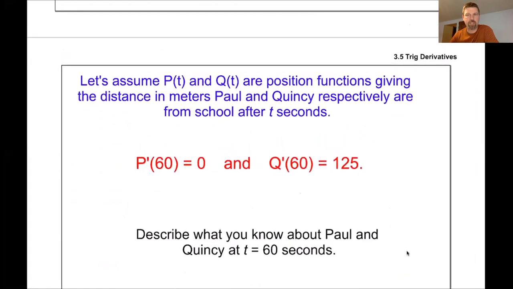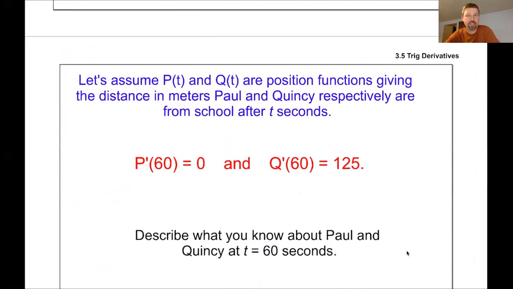All right, double checking our comprehension of that. I've got a few questions just to check on it. Again, I would encourage you to pause each one and see if you can answer it. So pause this, read it, see if you can answer the question at the bottom. All right, I'm going to go over it right now. Let's assume P of t and Q of t are position functions, giving the distance in meters Paul and Quincy respectively are from school after t seconds. So it says after 60 seconds, P prime of 60 is 0, and Q prime of 60 is 125. Since P and Q are position functions, these are velocity functions.